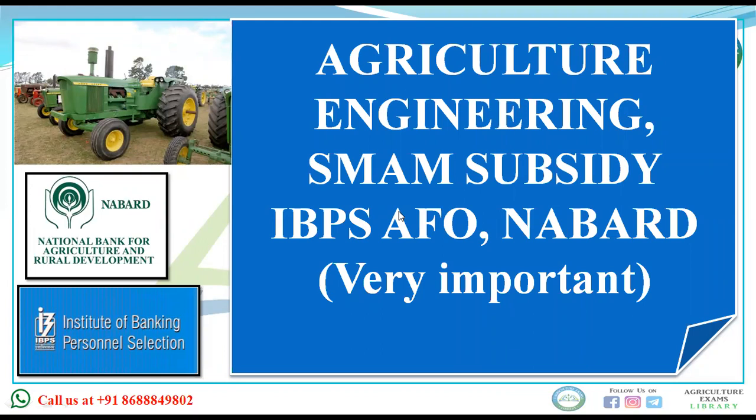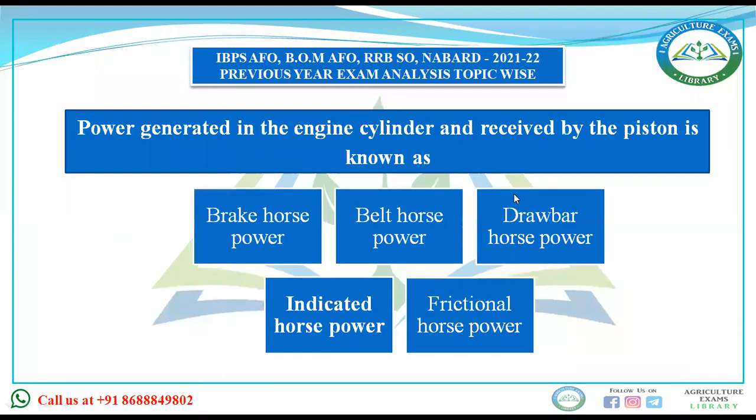Today we are going to discuss some of the important questions from agriculture engineering, mainly SMAM subsidy schemes. If you see the first question, power generated in the engine cylinder and received by the piston is known as. So the power which is generated in the engine cylinder and received by the piston, that is what we call indicated power. If you see the options: brake horsepower, belt horsepower, drawbar horsepower, indicated horsepower, frictional horsepower.